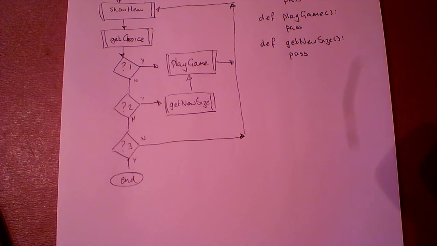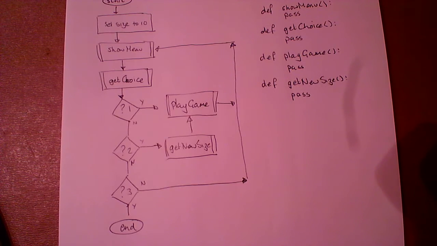Now what I want you to notice is that this is a loop, okay? So we're going to show the menu, we're going to get the choice, and then we're going to keep looping through until somebody presses 3, and then we're going to end. So if they press 1, they're going to play the game, then they're going to go back to the menu. If they press 2, they're going to get the size, play the game, and then go back to the menu, and it's going to keep looping round.